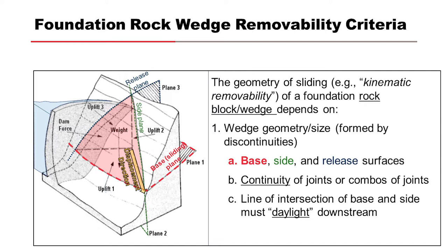This basically shows schematically how this would occur, and the forces that typically need to be considered. So we have the wedge formed by three different planes here. You have the forces illustrated by the different vectors here: uplift one, uplift two, uplift three, the dam force. You have the continuity of the joints or combination of joints. And then you have a line of intersection where it's going to be released, or daylight downstream. Next slide.